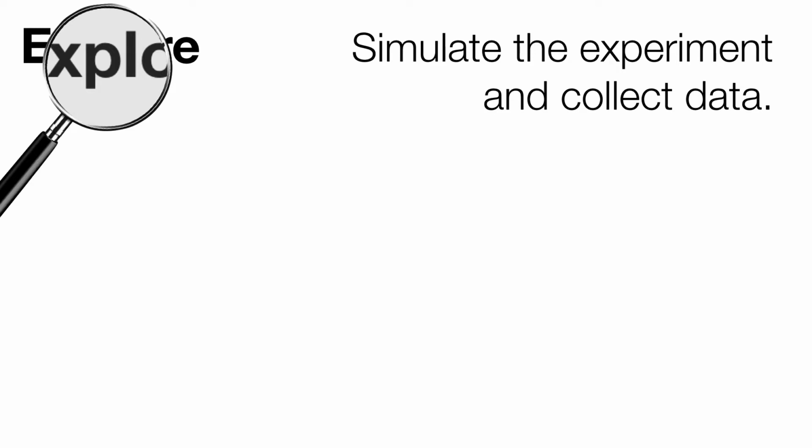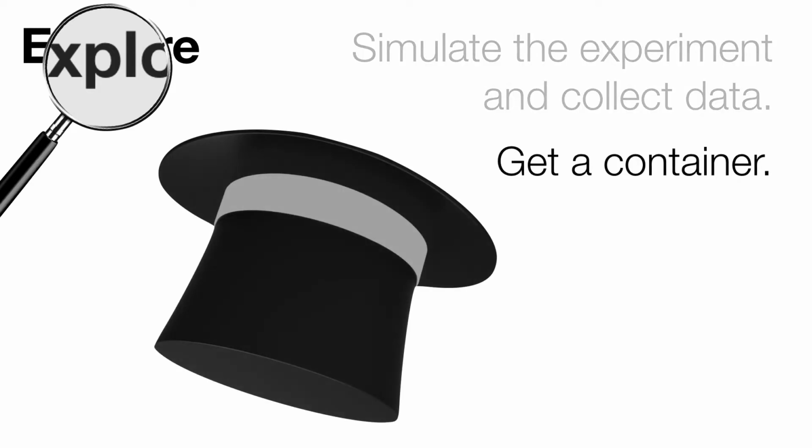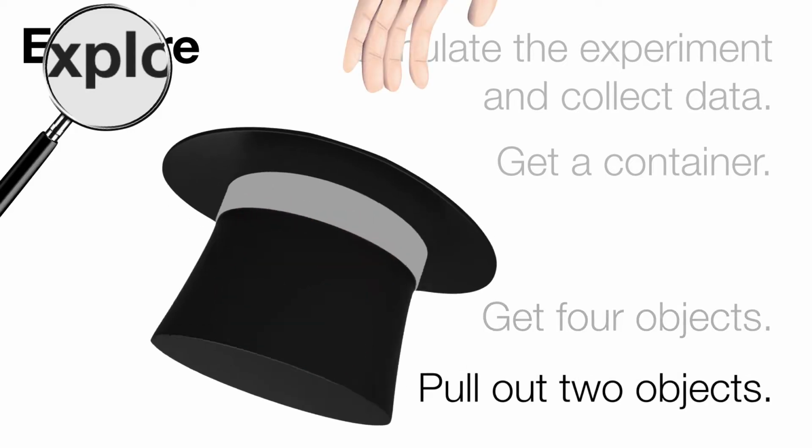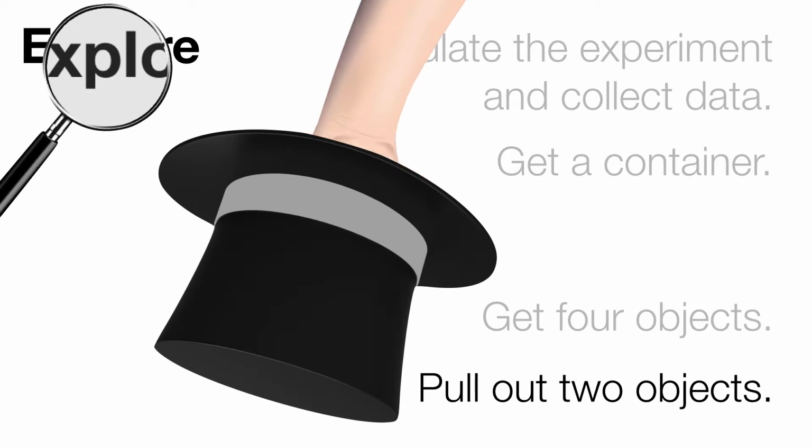Let's take some time to see what is likely to happen. Grab a container and 4 objects. All 4 should be identical except for one characteristic, like color, that sets one of the objects apart. Mix them up, reach in, and simultaneously select 2 objects.